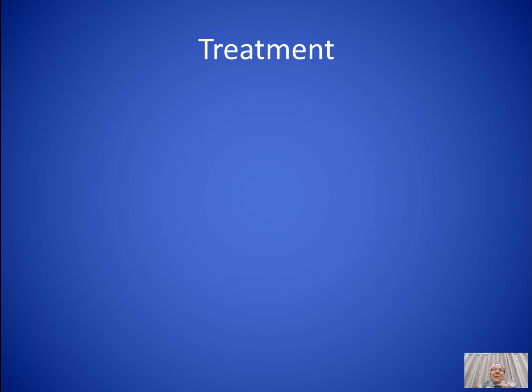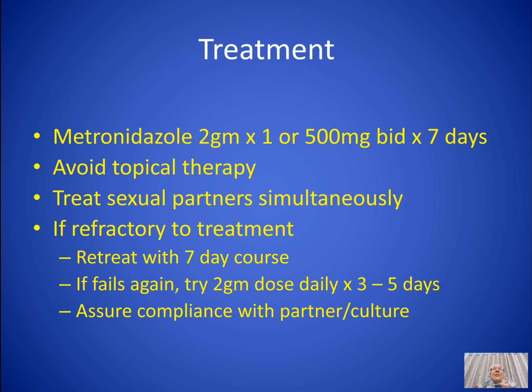So what is the treatment for Trichomonas? Here the treatment again is metronidazole, but this should not be given as a single dose. It should be a full 7-day treatment, with 2 grams or 500 milligrams twice a day for 7 days being best. Topical treatment should be avoided in Trichomonas, so it should not be treated by topical treatment.